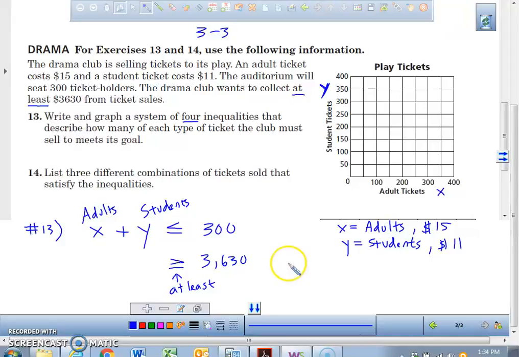So, this is where the $15 comes into play. You're going to write 15x plus 11y is greater than or equal to $3,630. Now you have 2 inequalities written.